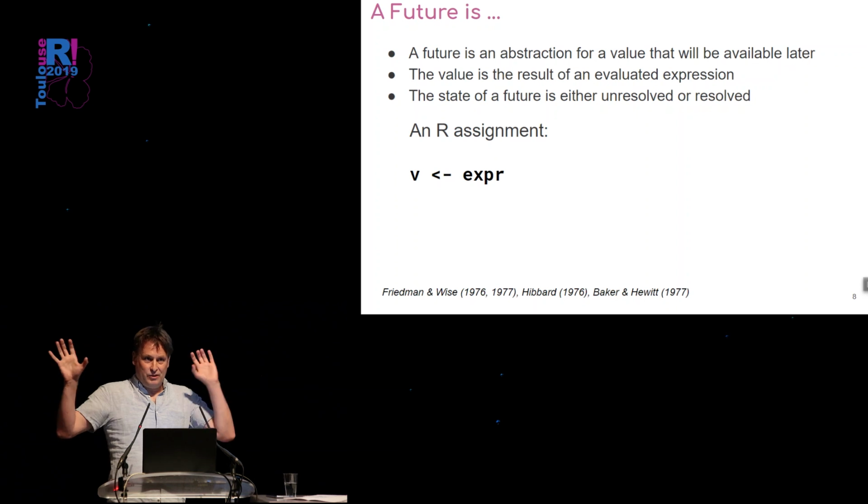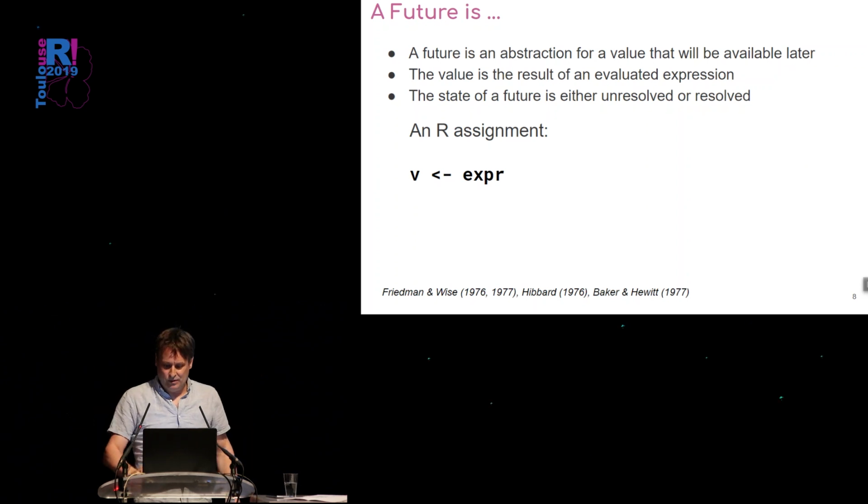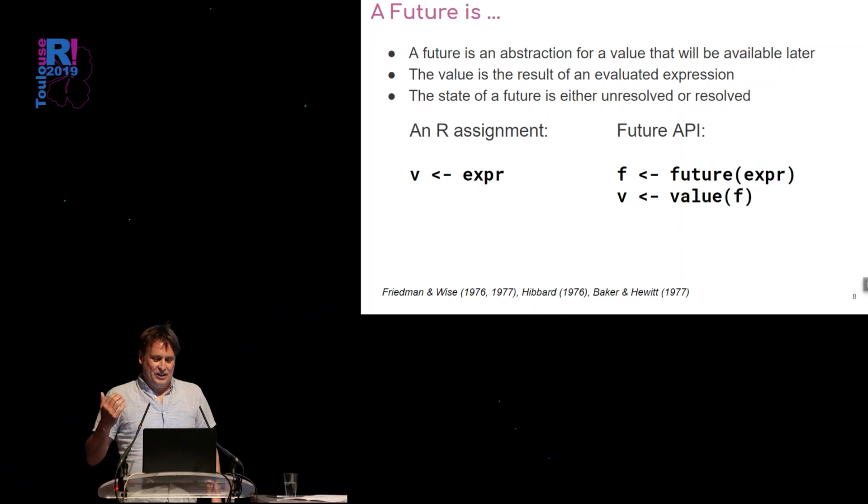And if you think about it, there are 2 steps here. So the future API basically provides you access to those 2 steps. It's going to be clear soon, I hope. You can create a future with the expression, and you have a handle to that future. And later, when you're interested in the value, you can say, hey, give me the value, and then you get the value. And this is a very powerful thing.